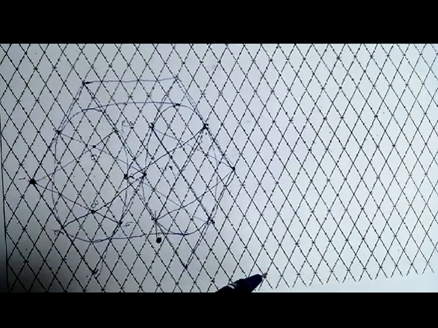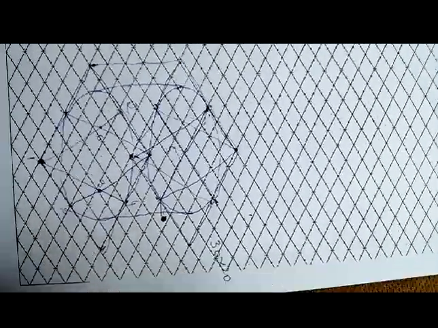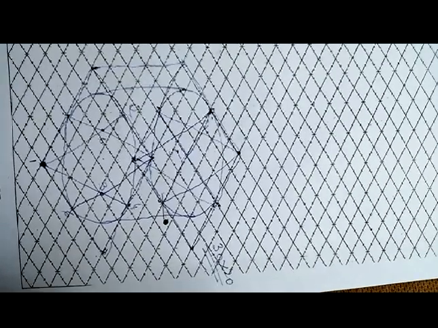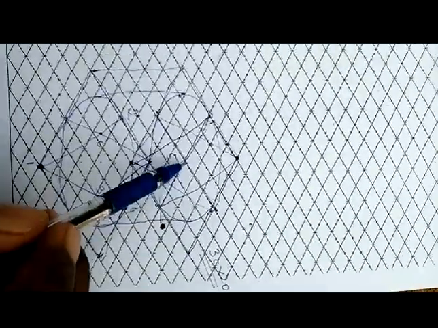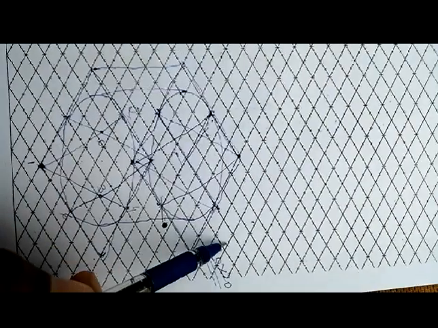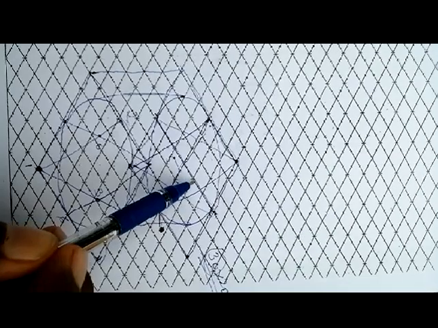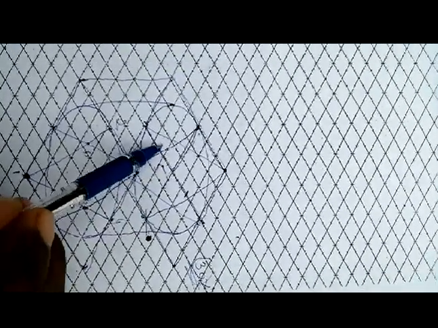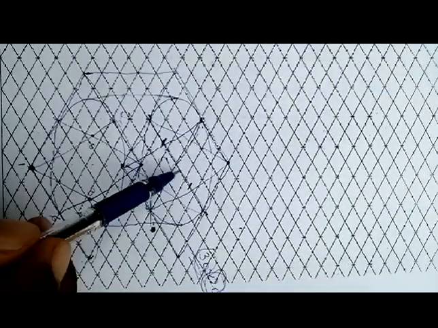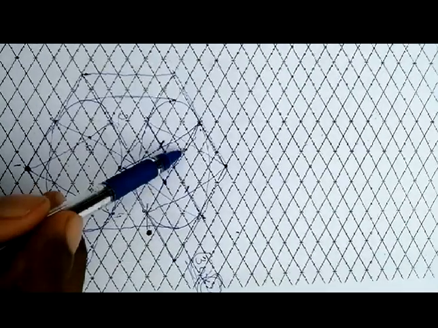Now the required dimension is 30 by 20. As I said, half of the required dimension you have to consider. So half of 30 is 15. So on one side 15, 10, 15, 10, 15. For the second side the required dimension is 20. So half of that is 10, from here to here 10, from here to here 10.